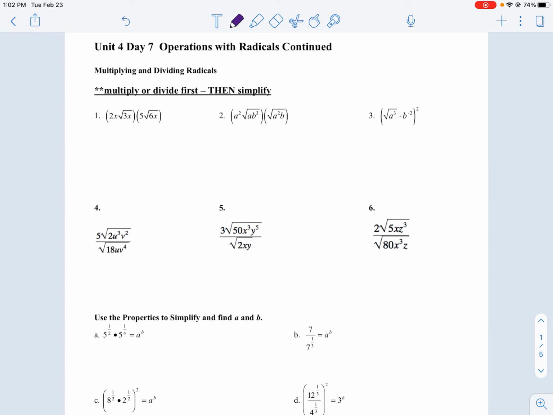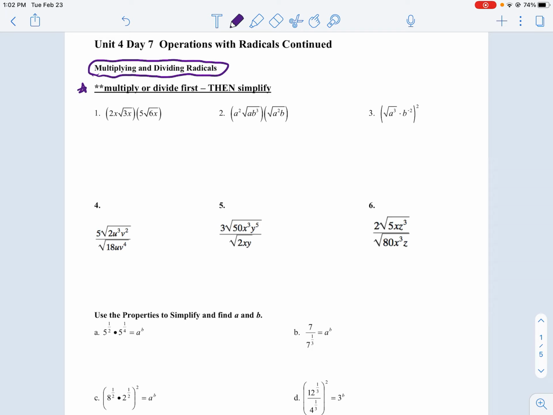Before we left on break, we were doing operations with radicals, addition and subtraction. Today, as you can see, we're going to be multiplying and dividing these. It's really important that we follow this step first: we want to multiply or divide first and then simplify. You'll see what I mean.